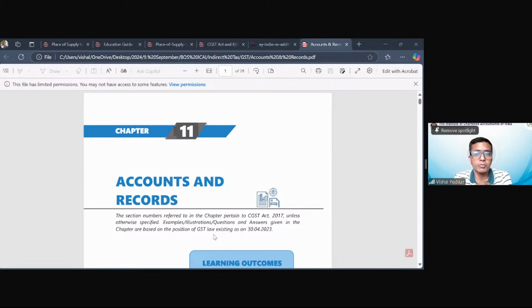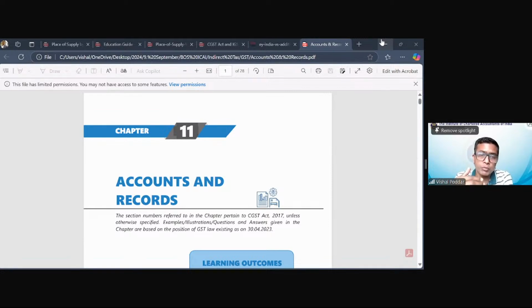This is what I'm saying. This is my personal understanding. You technically cannot give a revised invoice, but you have to pay tax. So how will you pay tax? You will show it as supplies which were taxable, but since you were not registered in that period, that is why you did not raise a tax invoice.